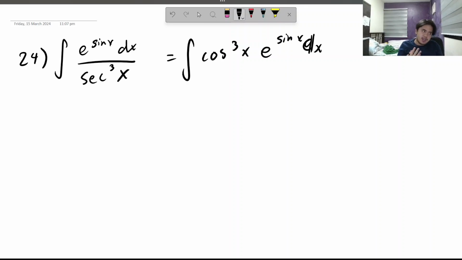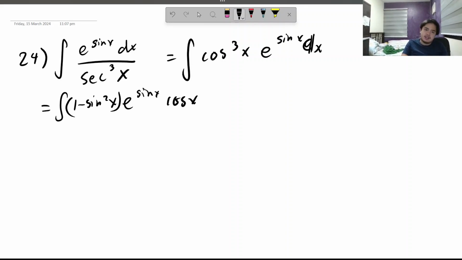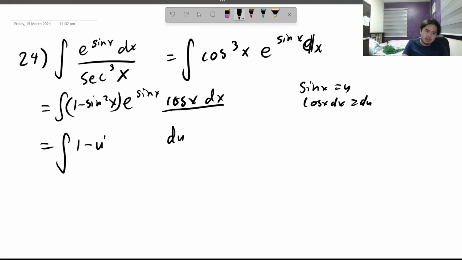If sine x equals u, then cosine x dx equals du, and we have cosine cubed. We can turn the cosine squared into 1 minus sine squared x. Alright, let's put e to the sine x here, and then cosine x dx right here. So sine x equals u, cosine x dx is equal to du. The integral of 1 minus u squared times e to the u du.